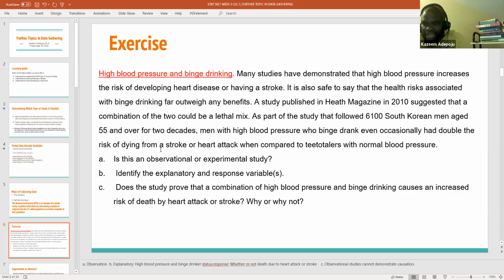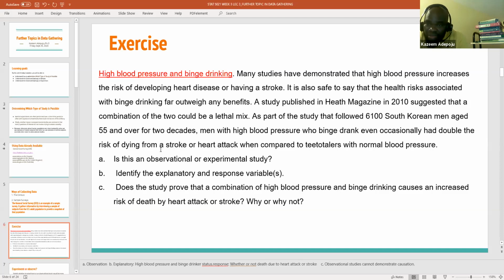And the third question said, does the study prove that a combination of high blood pressure and binge drinking causes an increased risk of death by heart attack or stroke? Why or why not? I want to tell you that this is an observational study because you cannot actually do this by experimenting. You cannot do this by experimenting, and this is going to be costly.